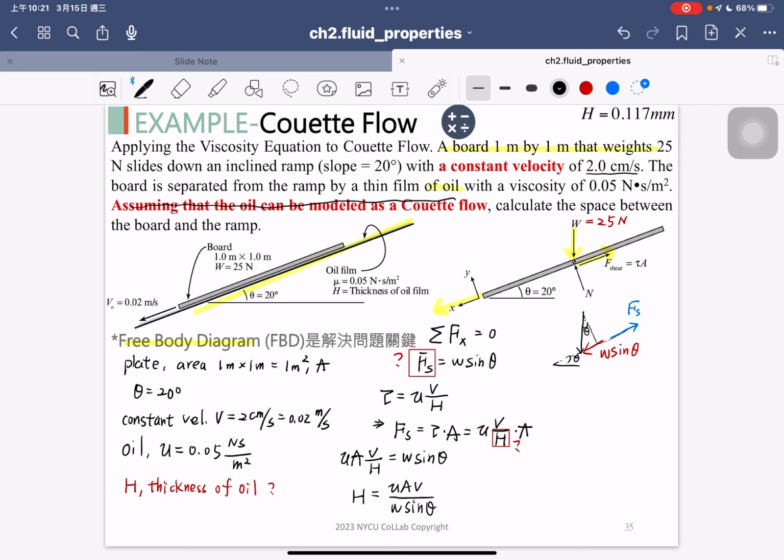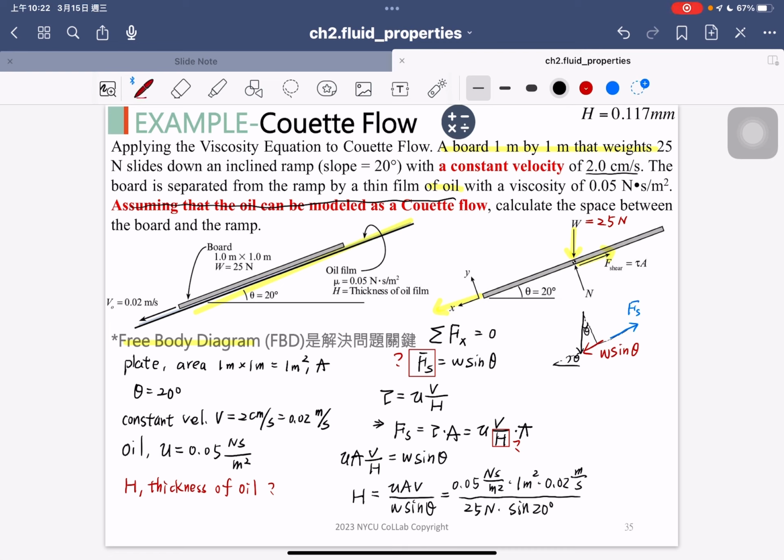So we put all the numbers inside the equation. We have the 0.05 Newton seconds per meter square, and the area is the 1 meter square. The velocity is 0.02 meters per second constant velocity, and divided by the w. The weight is 25 newtons, and the sine theta angle is 20 degrees.